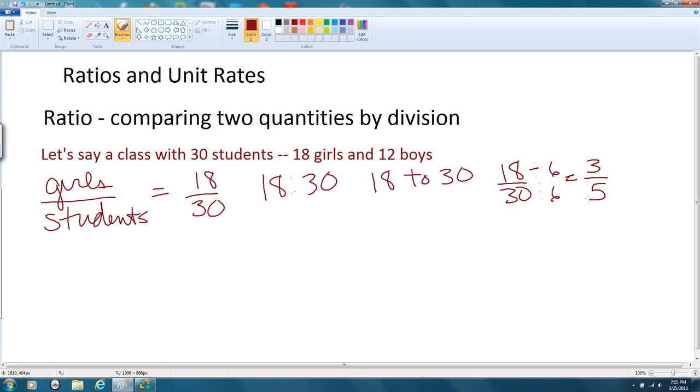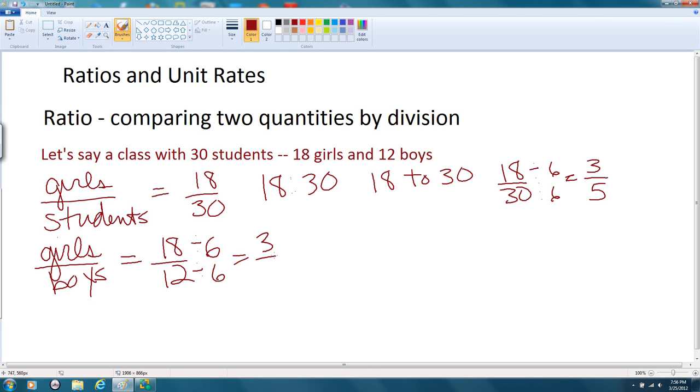Let's look at the ratio of girls to boys. Girls to boys, we would say 18 to 12. We're going to simplify that. The GCF is 6, so we divide top and bottom by 6, and we get 3 over 2. So the ratio of girls to boys is 3 over 2. The ratio of boys to girls is 12 divided by 18, which can be reduced to 2/3, dividing top and bottom by 6.